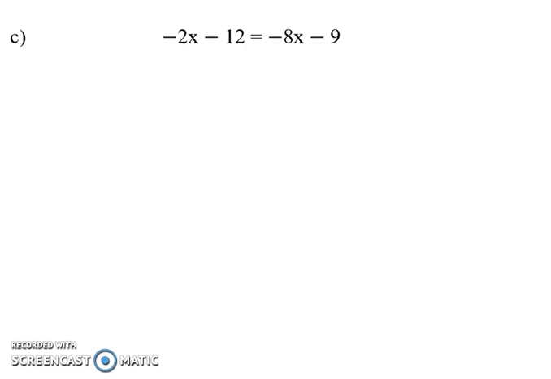Now with C, I can go any direction I want as well. So maybe just to show difference, maybe I add 2x to both sides. This leaves me, my 2x's cancel, so I'm left with negative 12 on the left side. Negative 8 plus positive 2 gives me a negative 6x minus 9.